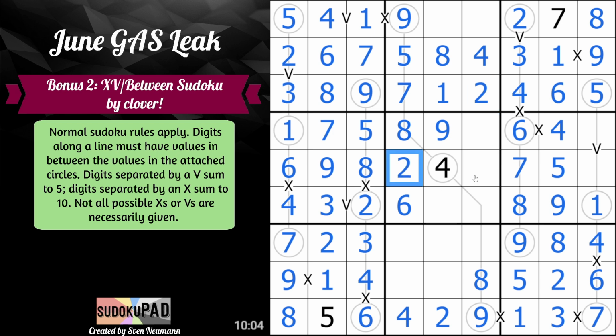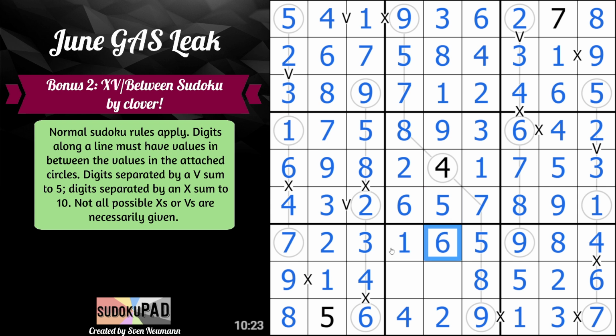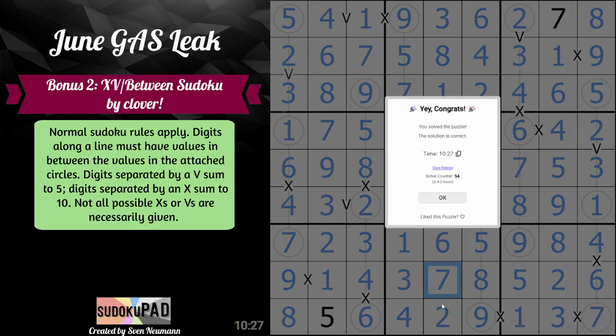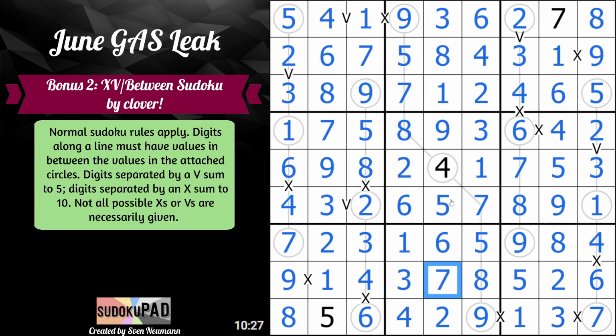This must be 2. So if this is 2, this is 3, this is 2, this is 1, this is 3. I think I did that all correctly. 3 gives us 3, 6. 6 tells us that we're missing 5, 7, and because of this 7 here, finally we can do 5, 7, 5, and we are almost done. We need 1 and 6, so this is 1, this is 6, and to finish us off, we need 3 and 7, and we are done in 10 minutes and 27 seconds with XV Between Sudoku by Clover.